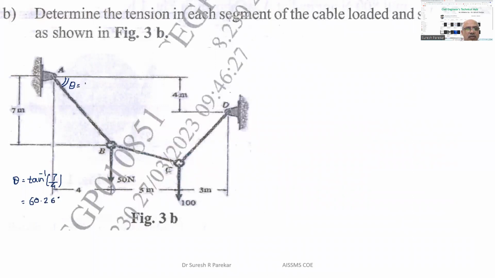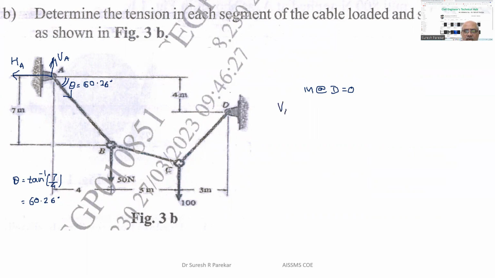So we have 60.26. Now to find this, we have to take moment about D equal to 0. We have two reactions: one reaction VA, which will be acting vertically upward at A, and HA, which will be towards left. Already I explained this: the component of the tension in the cable is towards right, so we should have reaction towards left at the left support and towards right at the right support. So moment at D equal to 0.